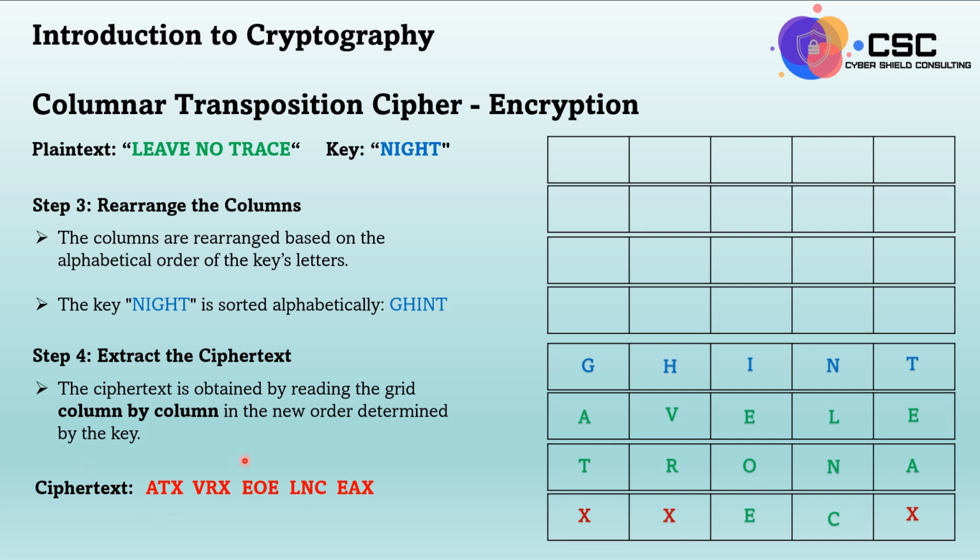To recap, all we need to do first, we rearrange the columns, and this is done by looking at the key, and then we sort it alphabetically, as we see here, GHINT, and here what we did in the new matrix. And then we need to extract the ciphertext by reading column by column. So ATX, VRX, EOE, LNC, and EAX.